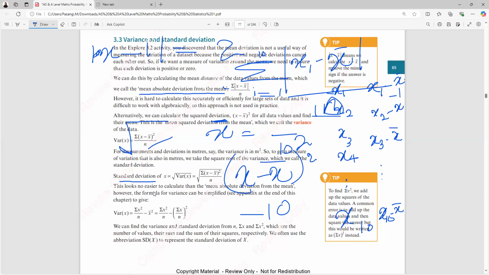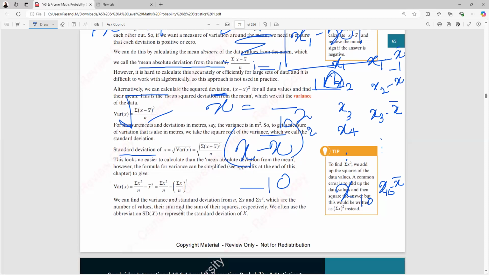This looks no easier to calculate than the mean absolute deviation from the mean. However, the formula for variance can be simplified. See the appendix at the end of this chapter. So this variance equation, we can simplify or narrow down to another equation. How can we do that?